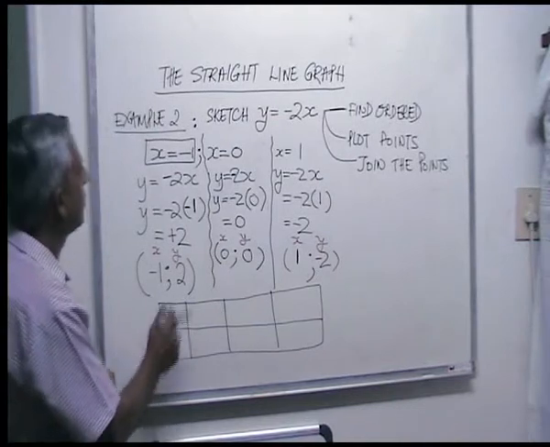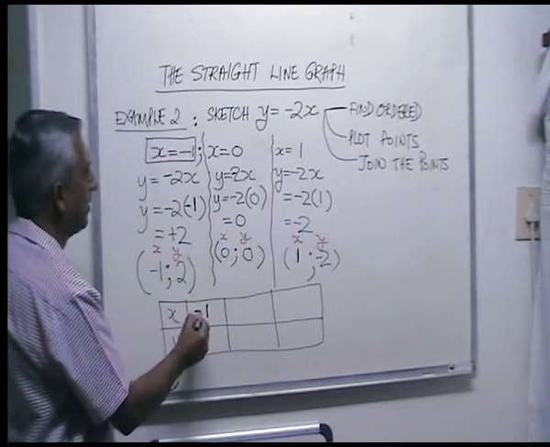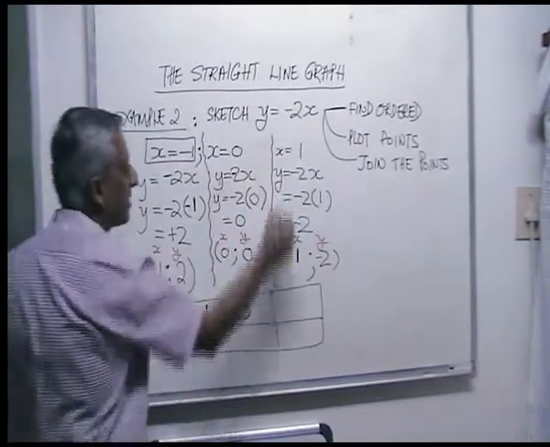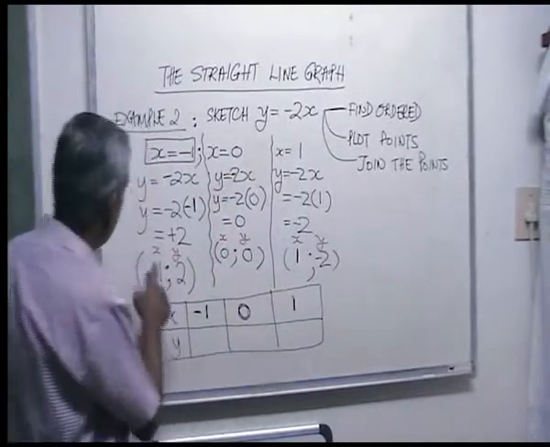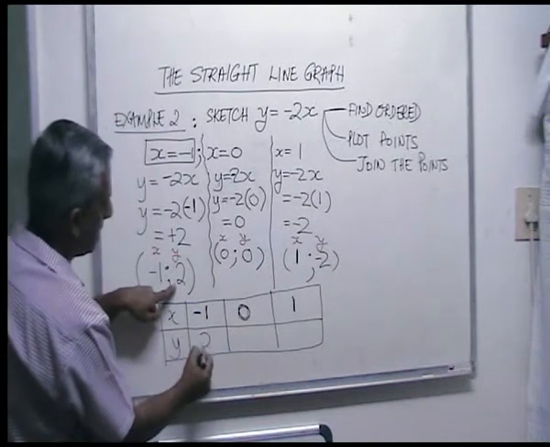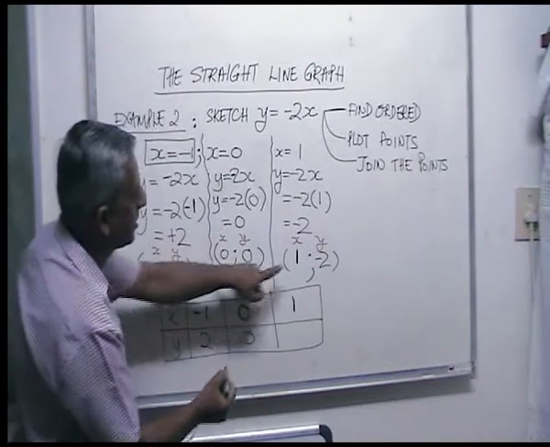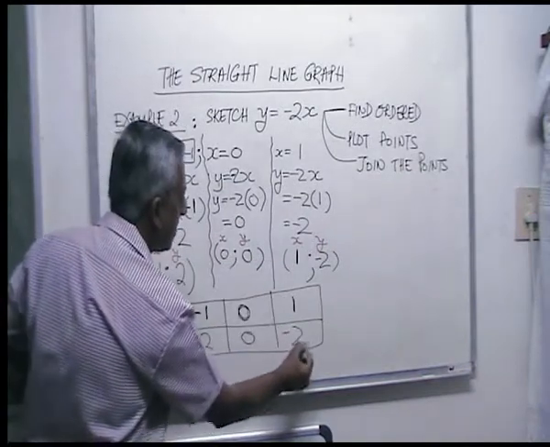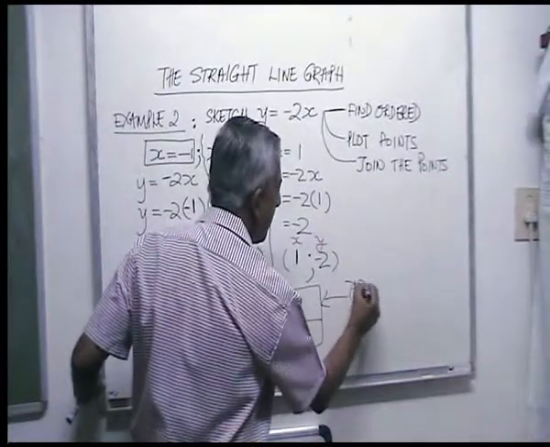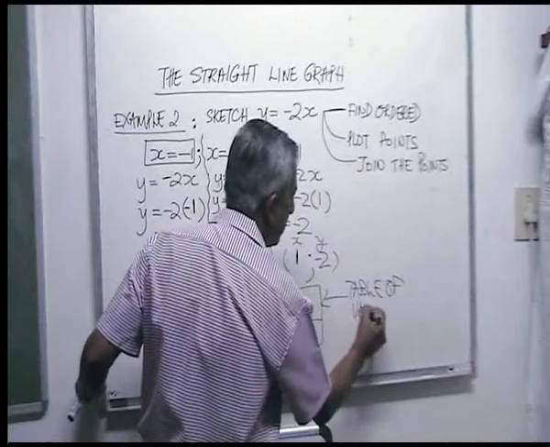So there's your x. So you took x what? Minus 1. Then you took x is 0. Then you took x is 1. And what was the answer here for minus 1? The answer for minus 1 was 2. What was the answer for 0? It was 0. What was the answer for 1? It was minus 2. So this is called a table of values.